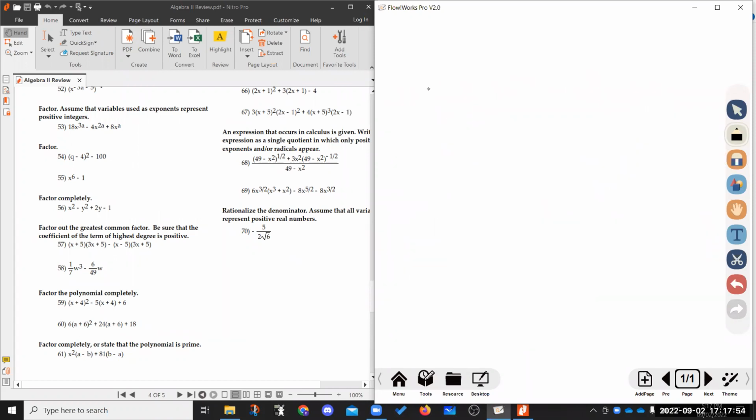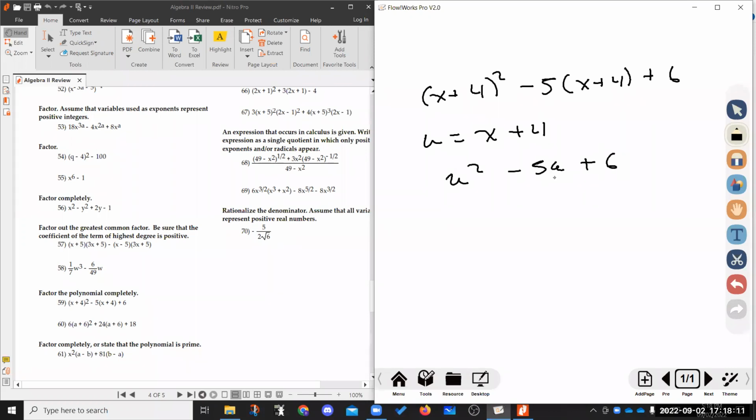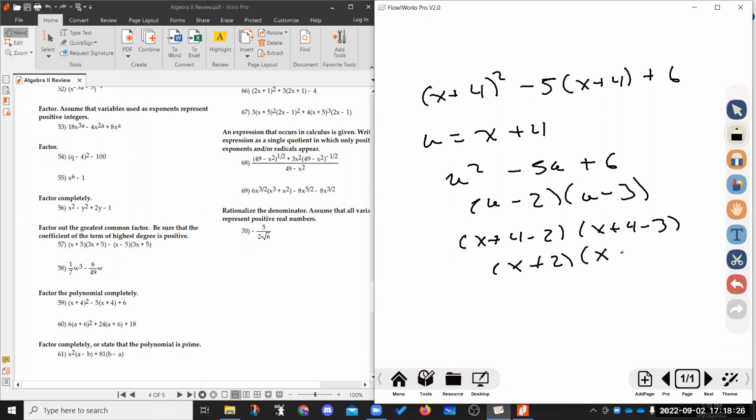We're going to factor this polynomial completely. X plus 4 quantity squared minus 5 times x plus 4 plus 6. Remember, I told you when I see repeated things like this that I'm going to do u substitution. So I see that u is x plus 4. So u squared minus 5u plus 6 is u minus 2, u minus 3. U was x plus 4. That's x plus 2 times x plus 1.